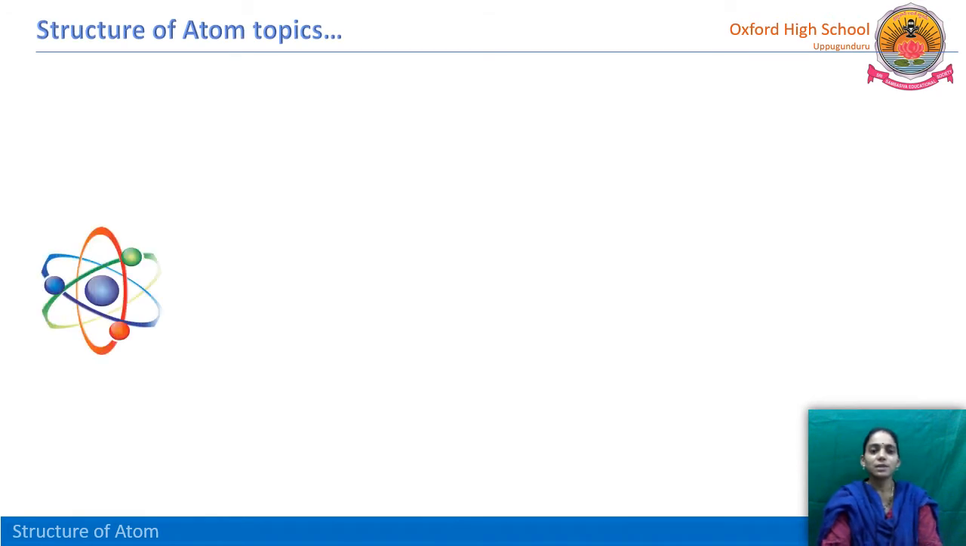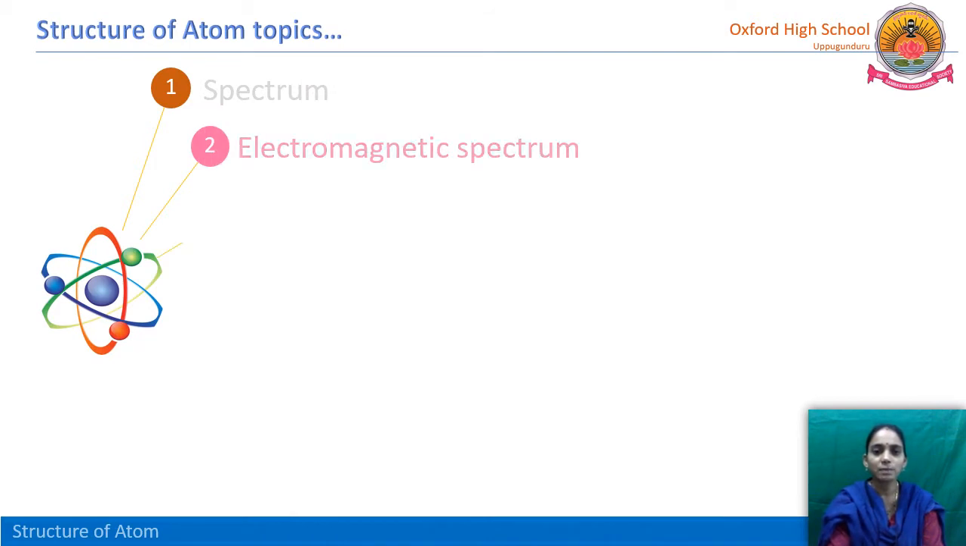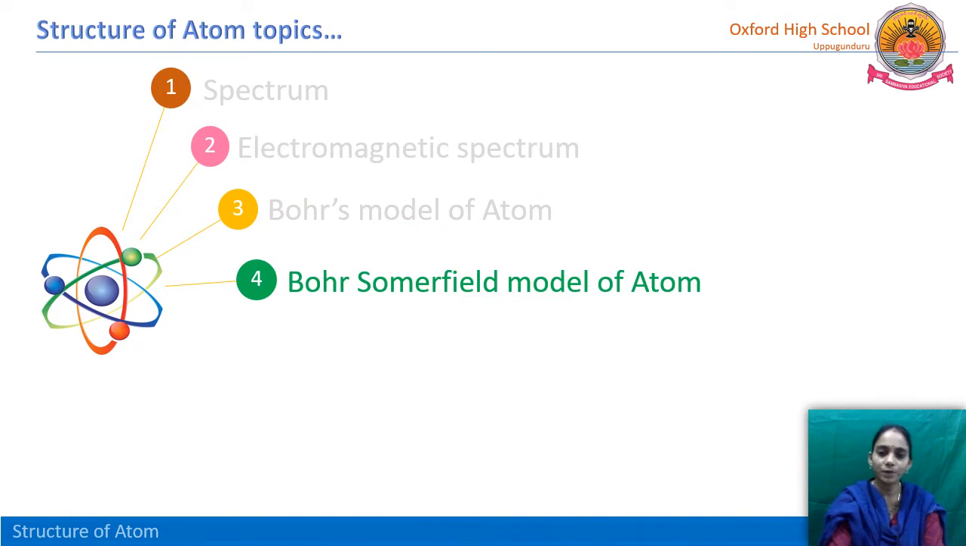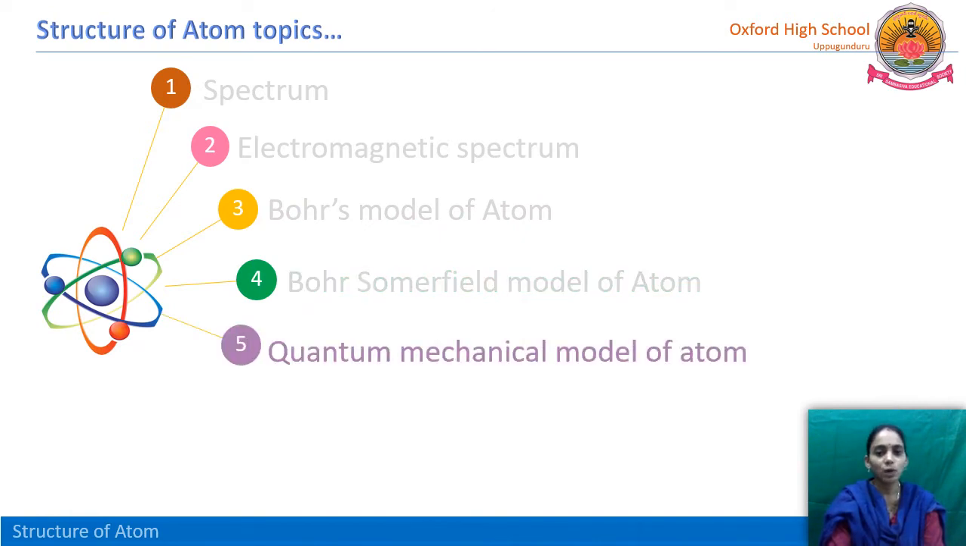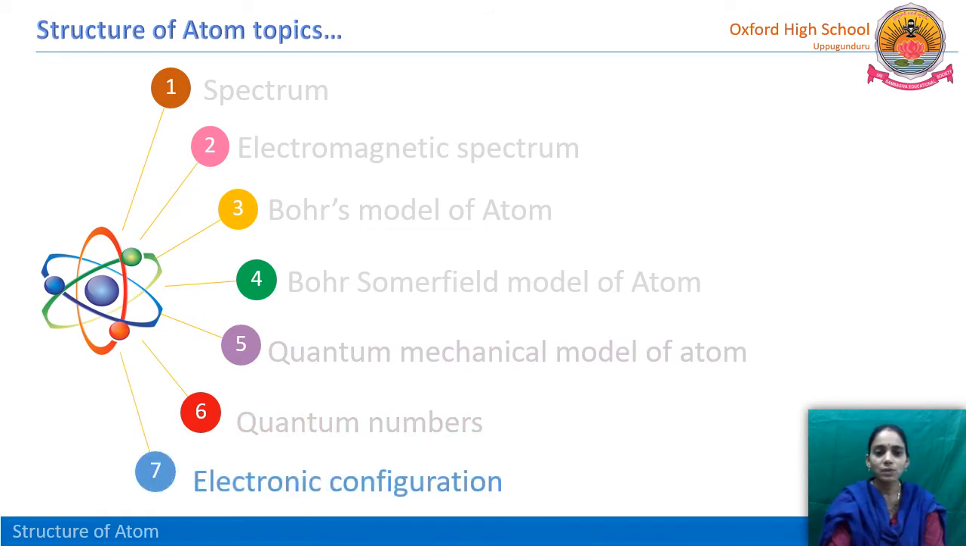In our previous class, we have discussed all these topics. We have learned about spectrum and electromagnetic spectrum, Bohr's model of atom, Bohr-Sommerfeld model of atom, quantum mechanical model of atom, quantum numbers, and the last one, electronic configuration. Today let us discuss the electronic configuration.